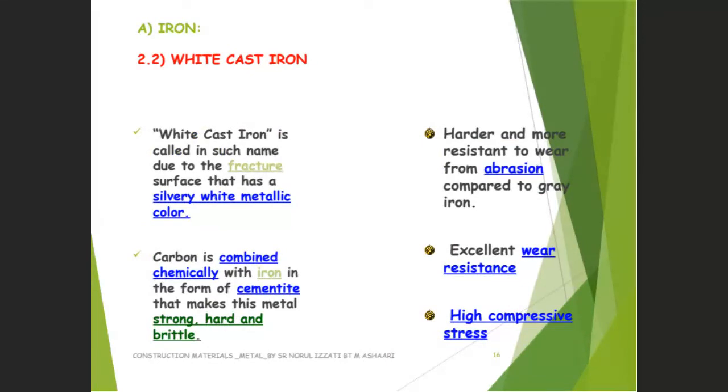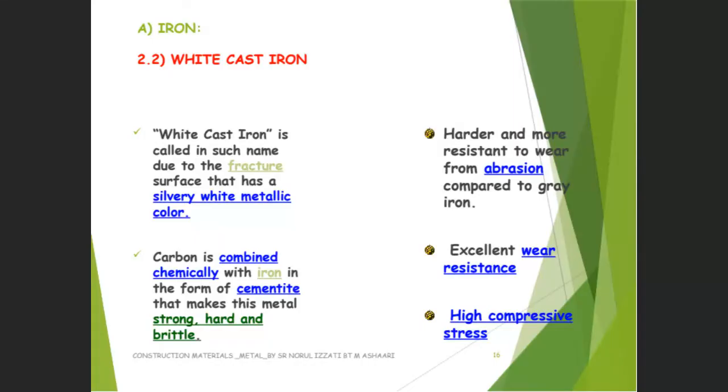We move to the second part of the cast iron. We have white cast iron. This white cast iron is called by such a name due to the fracture surface that has a silvery white metallic color, as compared to the first one that is really grey, a bit dark grey in color. Carbon is combined chemically with the iron in the form of cementite that makes this metal strong, hard, and brittle. It is harder and more resistant to wear from abrasion as compared to the grey cast iron.